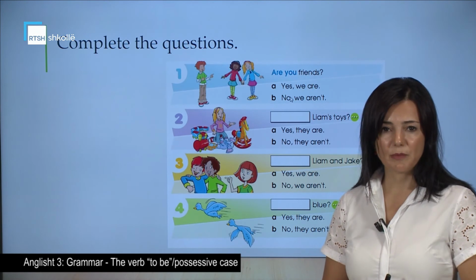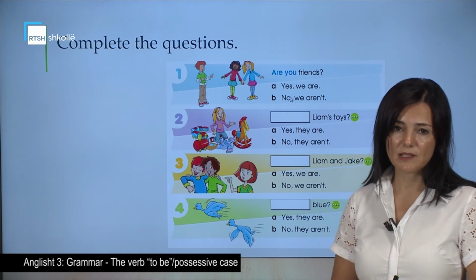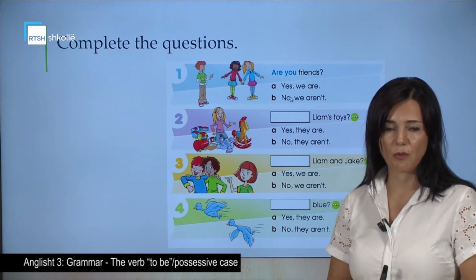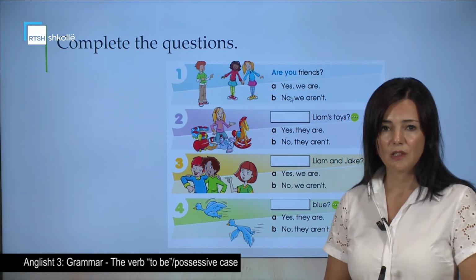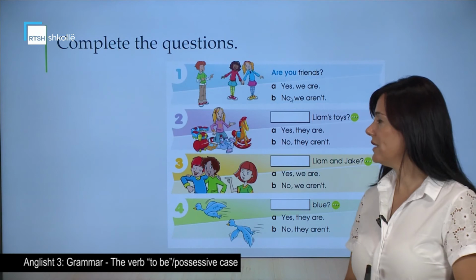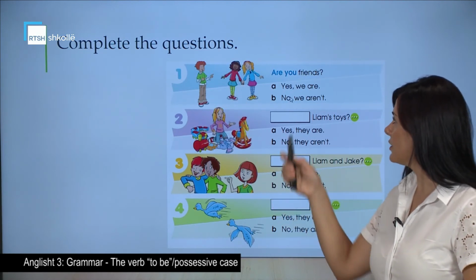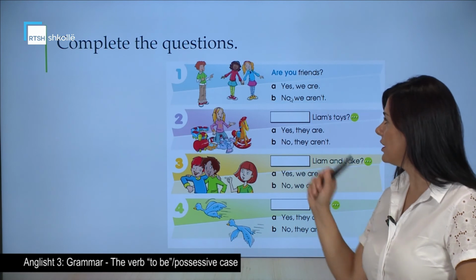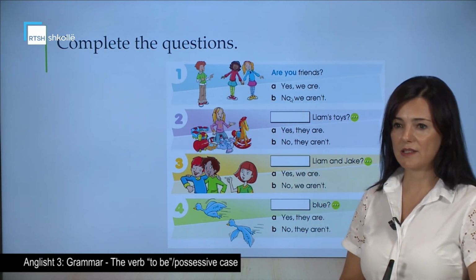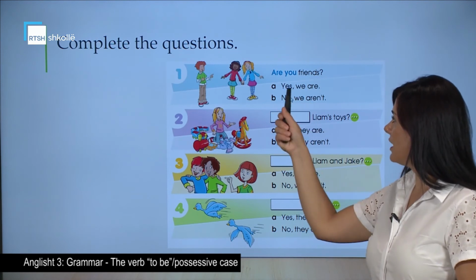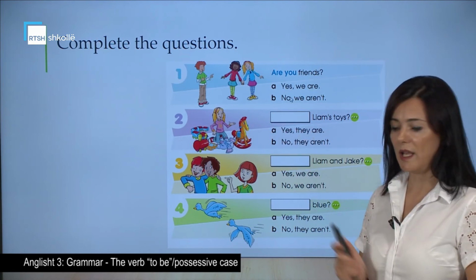Okay, now let's practice all this verb with some exercises. Complete the questions. In this exercise, you have to make the question and circle the right answer. For example, are you friends? Yes, we are.